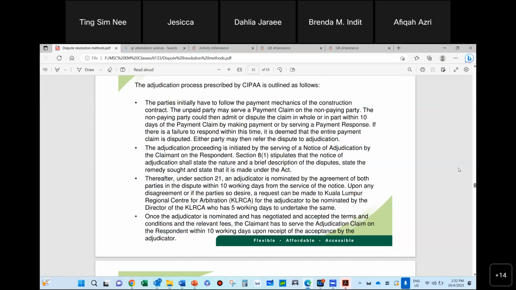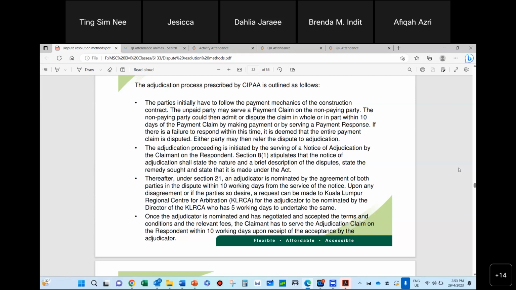So under Section 21, the adjudicator will be nominated by the agreement of both parties, and then the dispute within 10 days from the service of notice. So that's 10 days. So you can refer to the Institute of Arbitrators. Most arbitrators are also trained adjudicators. They have a special license, and you can request these places to nominate one if you cannot find an adjudicator yourself within 5 working days.